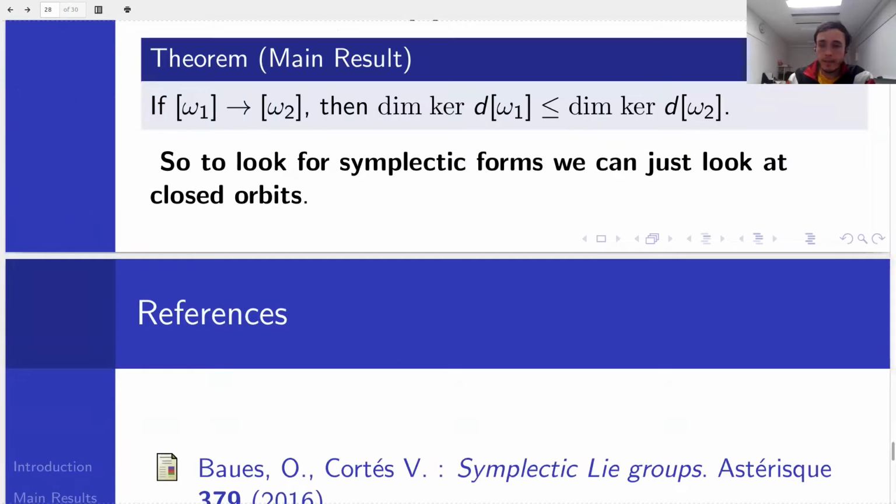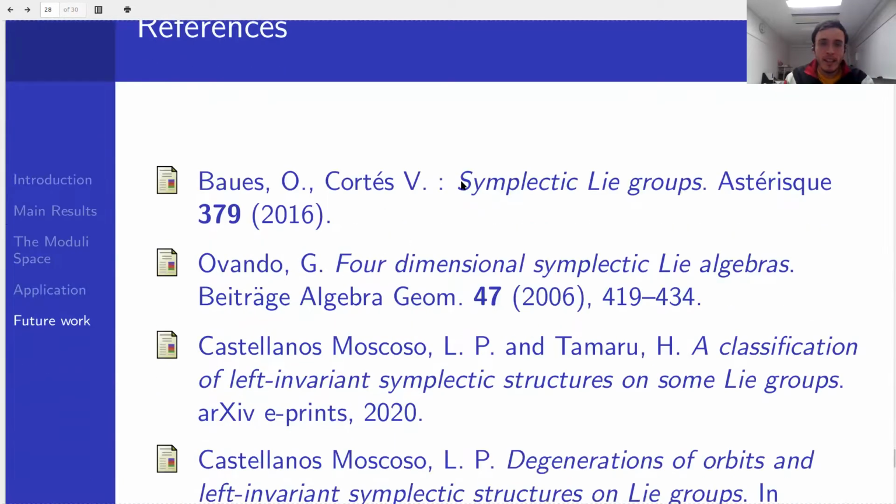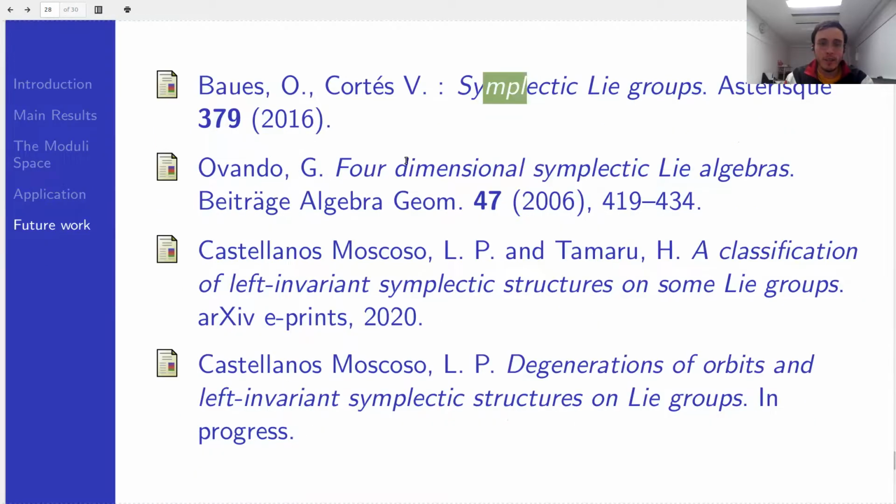So this is the end. These are some references. These are a nice summary of all that is known about symplectic Lie groups. These were the classification for the four-dimensional case.